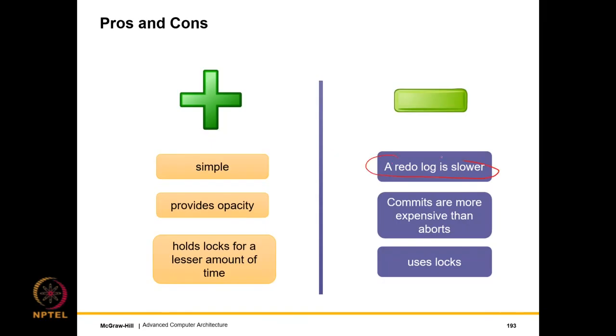Of course, the redo log is slower, it makes commits slow. That's okay, we are getting opacity. So redo log, even though it's slower and commits are slower, that's okay. We still use locks, so we will try to remove locks when we go to hardware transactional memory. But in general, in software transactional memories, locks are required.